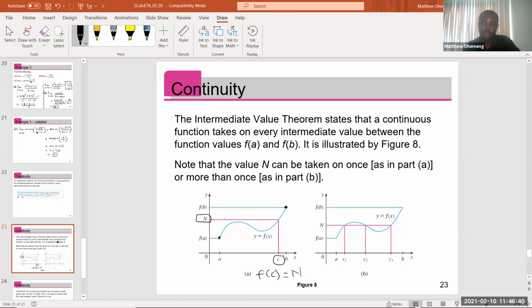You see? So the f of c. And where is the c? The c is in between a and b, right? So that's what the intermediate value theorem is saying. Okay, now this thing holds. Let's look at this other case.